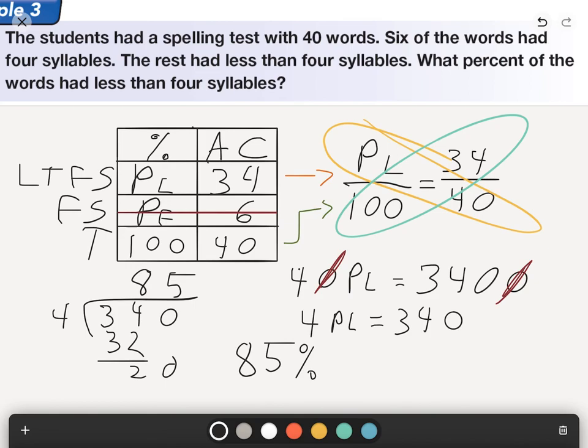Alright, percent had, wait, 85% of the words have less than 4 syllables. Had less than, let's see, 4 syllables. Alright. Ta-da! Here, okay, should I stop the video before we do this? Yeah. Okay, hold on. I had a feeling.